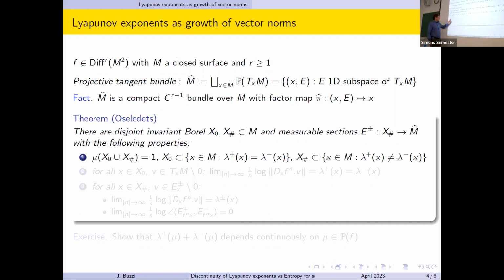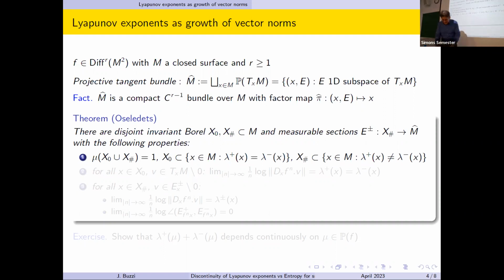Okay, so first, these two sets together have full measure. The first set is essentially, up to some set of measure 0, where the pointwise Lyapunov exponents are defined and equal, and X sharp is where they are defined and not equal. Depending on the measure, so these are invariant sets if the measure is ergodic. Sorry, I forgot to say, this is for any measure.